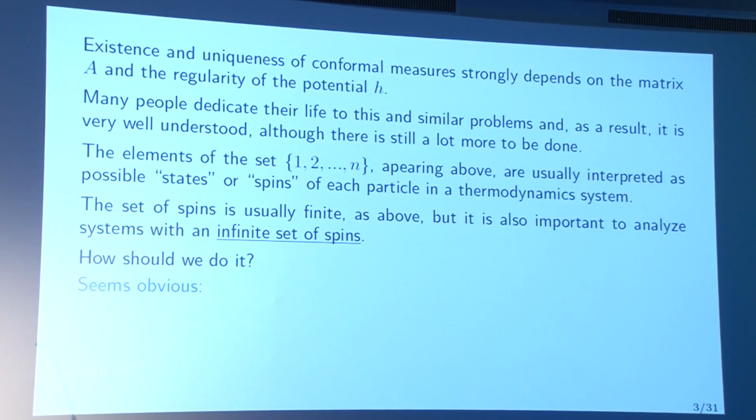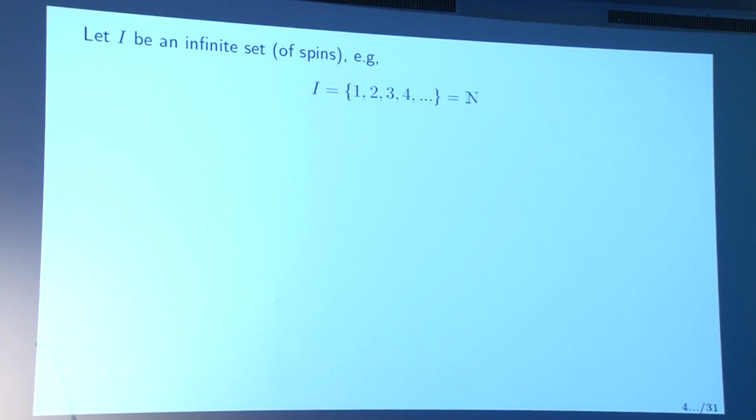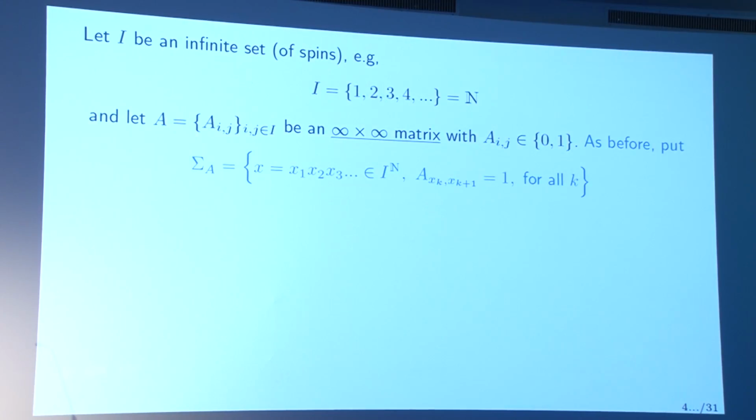Well, it seems obvious how to do it. You say I is now the set of all spins, say a countable number, which I'm going to identify with the natural numbers. And then we take a matrix indexed on the set of spins, i.e. the set capital I, and that's going to be an infinite by infinite matrix of zeros and ones. And we build the Markov space as before. So now the words have letters from a larger alphabet, and again, the adjacency rule is adopted.